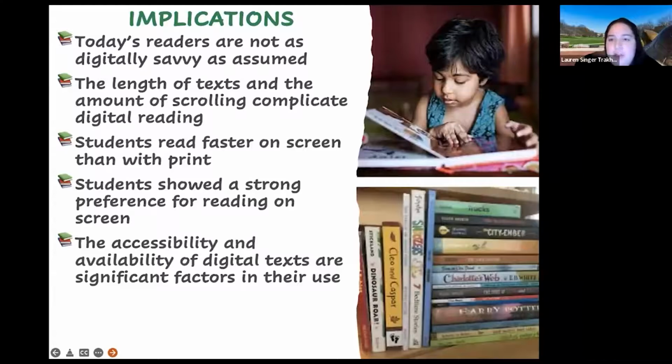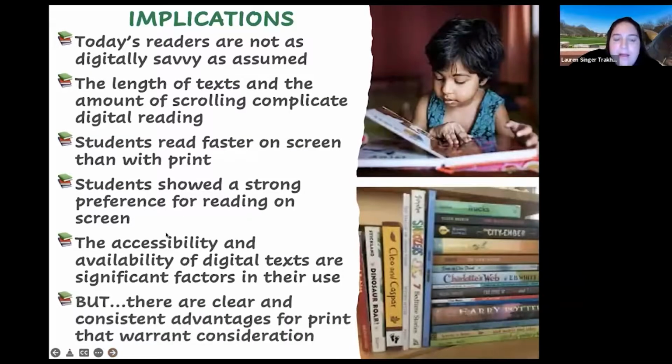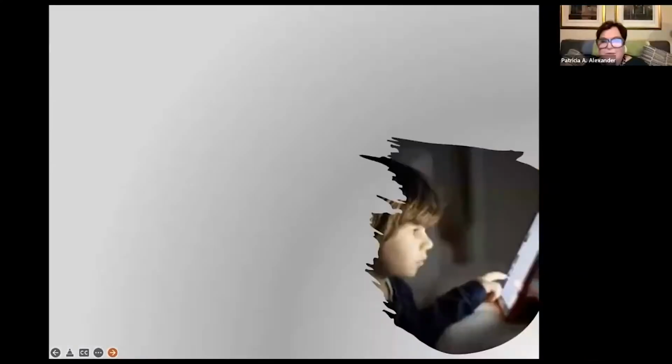But it becomes concerning when we're reading these texts for deep comprehension, like Patricia said earlier, on our phone screens, because we know comprehension is changing. But again, there are clear and consistent advantages for print that warrant consideration despite how accessible and available those digital texts are. Yeah, and I think thinking back to that teacher in that Altoona school, that's the kind of person that should be at least attuned to that fact. Absolutely.